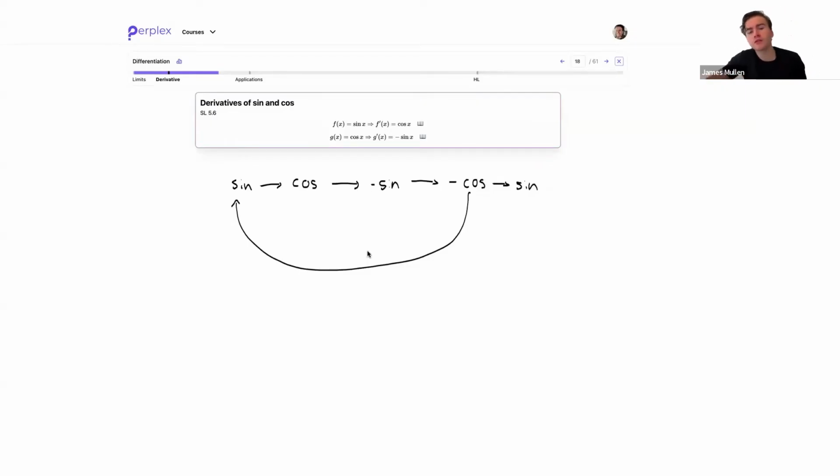And the fact that there's a loop in the derivative of sine and cosine is going to be particularly relevant for HL students because it means that there's going to be all sorts of formulas we can prove for the nth derivatives of functions, and we'll talk about that later.